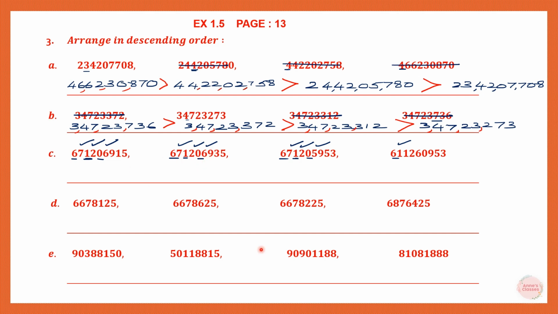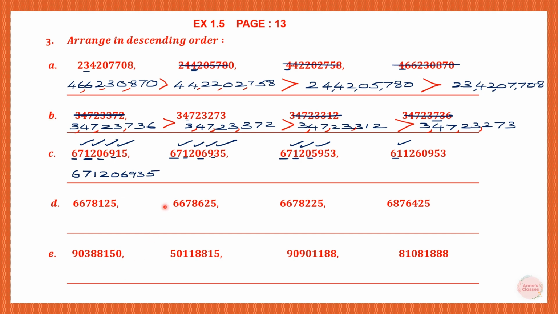So now let's go to the next number. The next number is 9, 9. Go to the next one. 1, 3. So the one with 3 is greater. So that means this number is the greater one and we have to write that here. So let's write that 6, 7, 1, 2, 0, 6, 9, 3, 5.